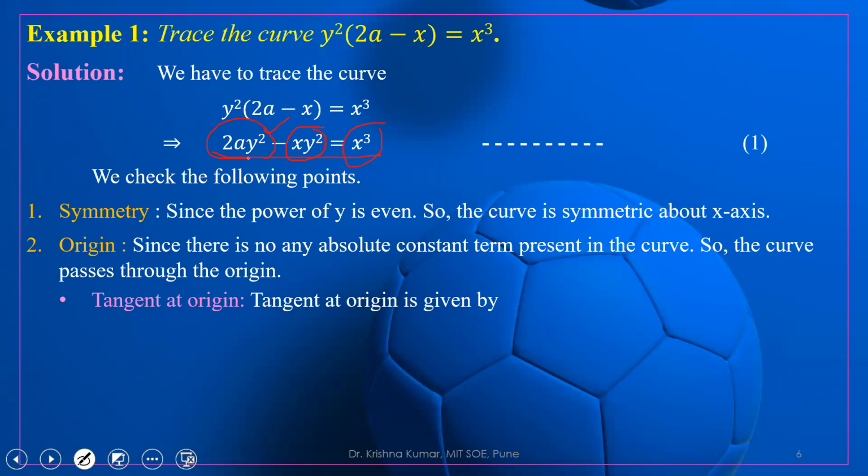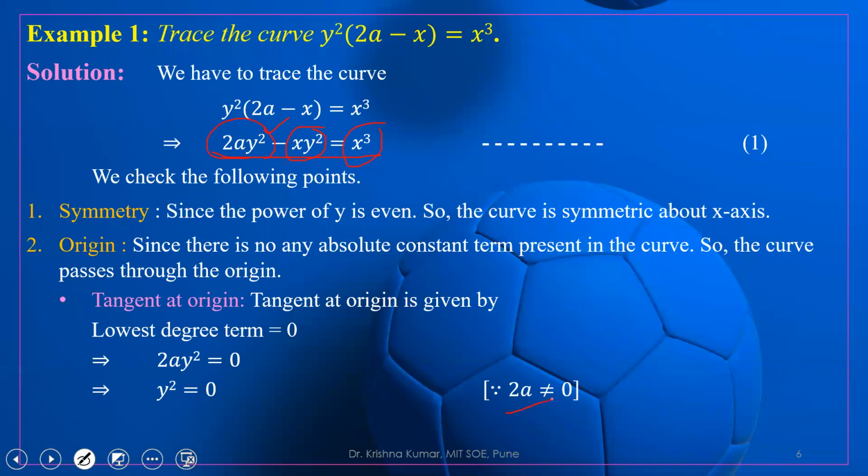So if you want to find the tangent at origin, let us write down the lowest degree term equal to 0. So the lowest degree term 2a y square is equal to 0. But 2a cannot become 0 because 2a is an absolute constant. So y square equal to 0, which means y equal to 0 and y equal to 0. So here we have two tangents, y equal to 0 and y equal to 0. But both the tangents coincide with each other. So here there is a common tangent for two different branches of the curve.